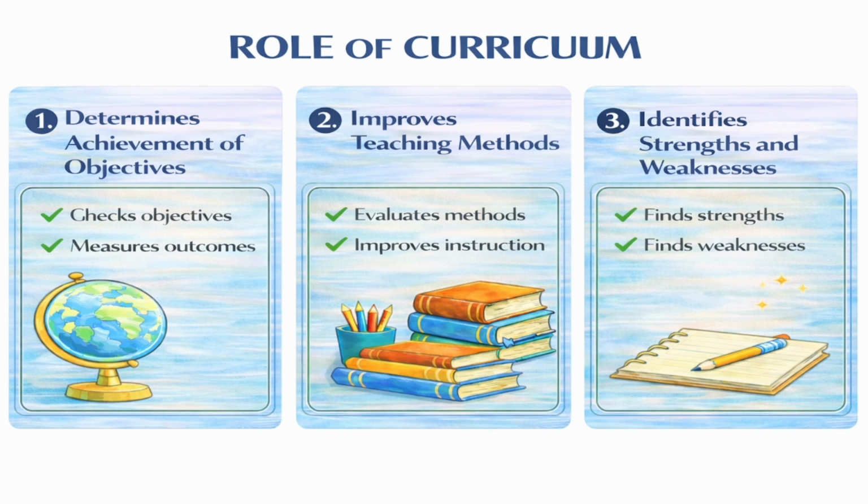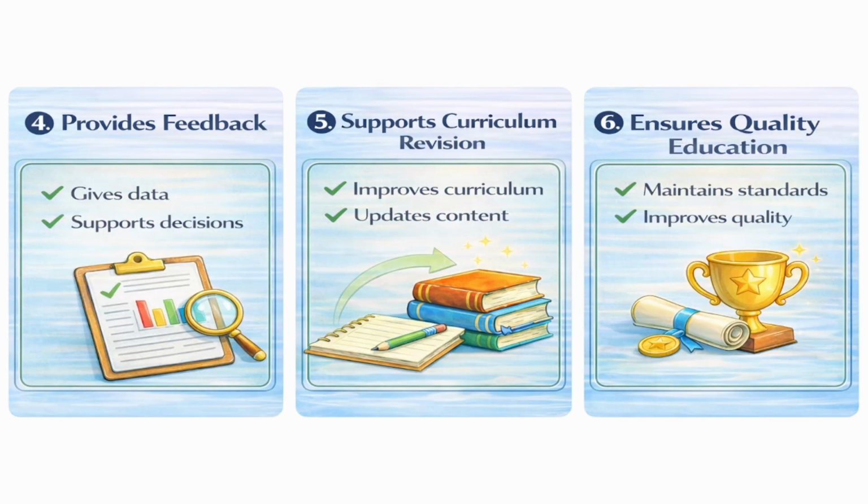And the third one is identify strengths and weaknesses of curriculum. This means evaluation helps identify effective and ineffective areas of curriculum. This information helps curriculum developers maintain strong areas and improve weak ones. For example, if students perform well in reading comprehension but poorly in writing skills, the curriculum may include additional writing tasks and assignments.